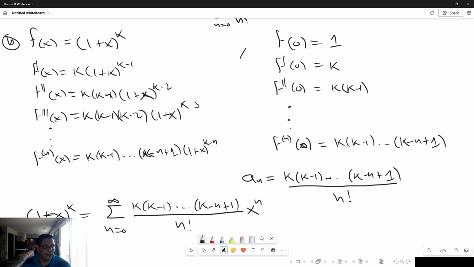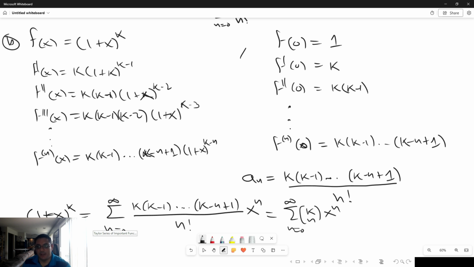Okay, in general, notice that this arrangement that we have over here, k times k minus 1 times up to k minus n plus 1, can actually be represented with the binomial k choose n, and that's going to help me see it as this representation.